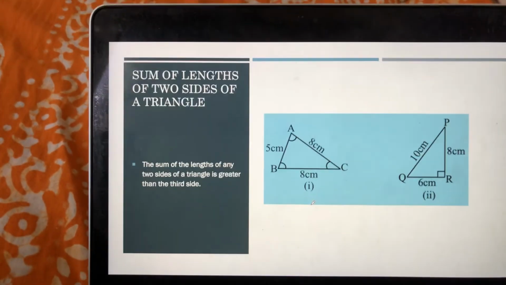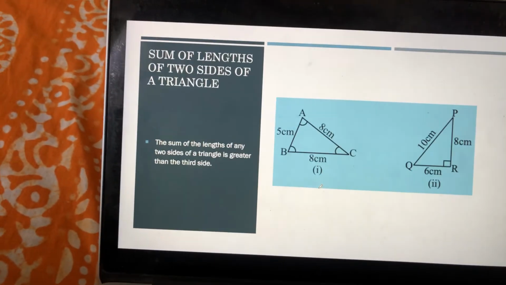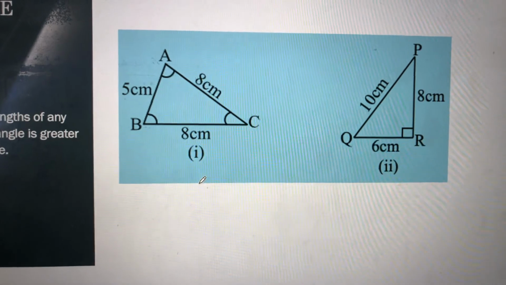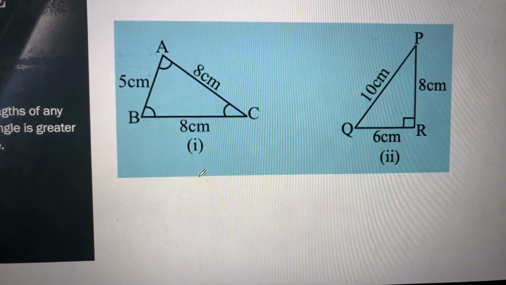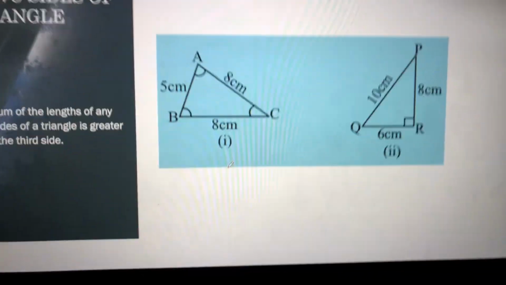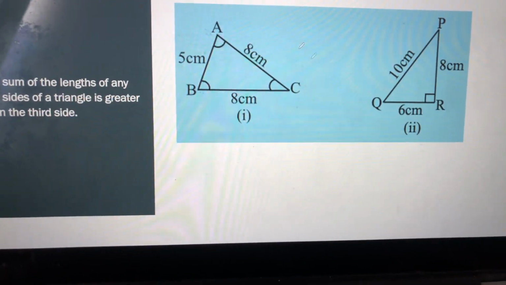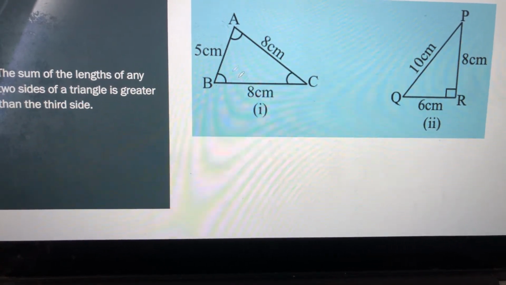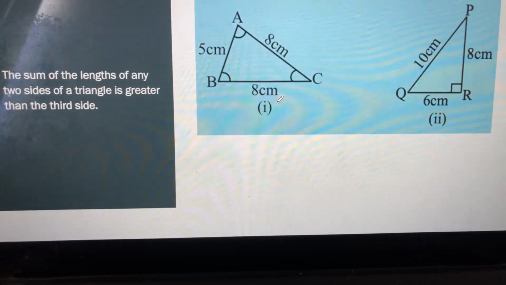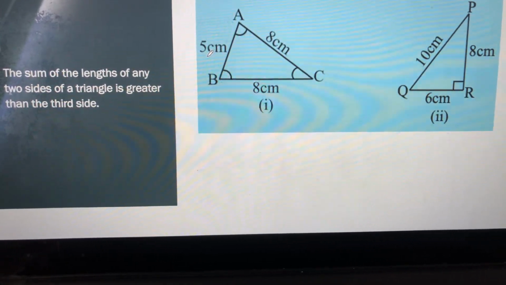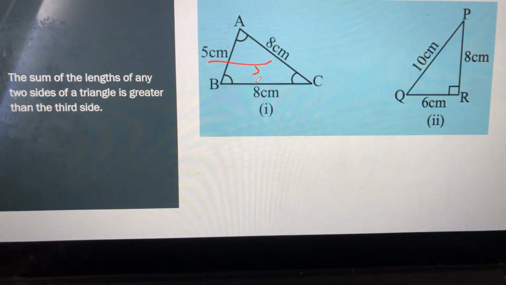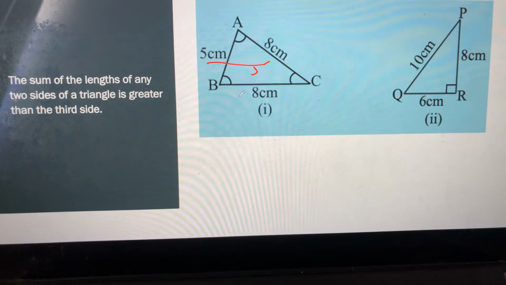Okay, so we have different triangles. Let's look into these triangles. What can you see? Observe. If you add any two sides, it is more than the third side. So all these are valid triangles. So 5 plus 8 is 13, which is more than 8. 8 plus 8 is 16, which is more than 5. 5 plus 8 again is more than 8. So every two sides when combined together is more than the third side.